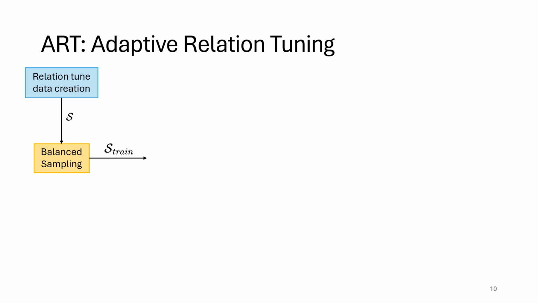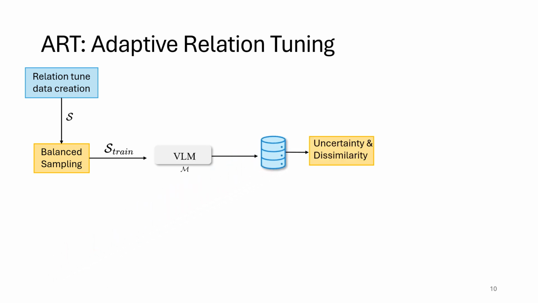To reduce overfitting to in-distribution relations and to enhance unseen relation predictions, we propose ART. We start with the relation tuning data and run balanced sampling, taking a small even percentage from each predicate to form S-train. The remaining data becomes a pool, S-pool. We tune the VLM on S-train, then run inference on S-pool using uncertainty and dissimilarity modules, where we compute entropy and similarity scores on the pool.